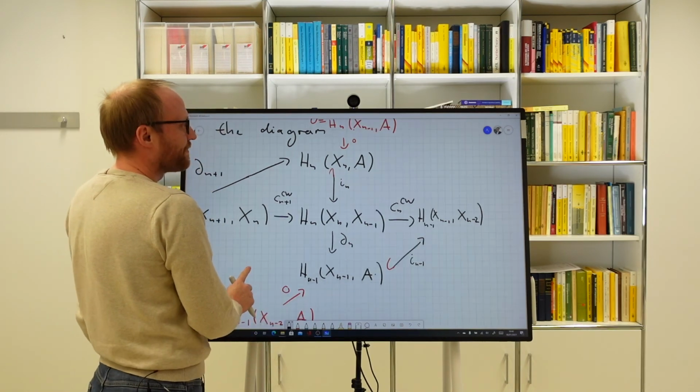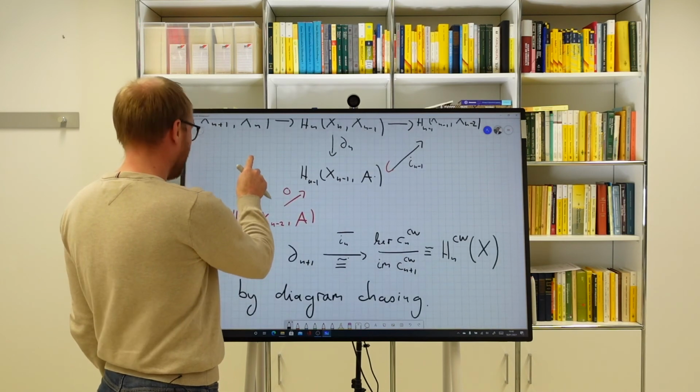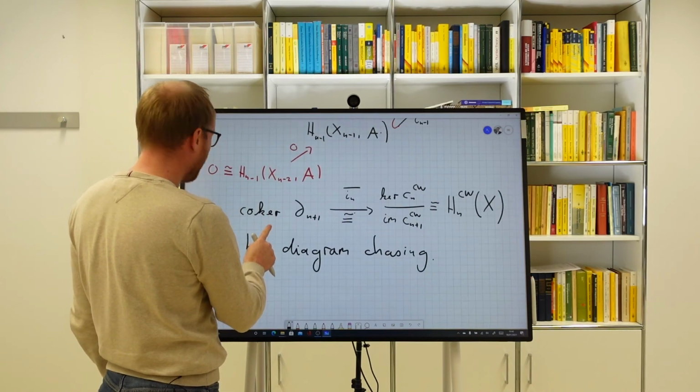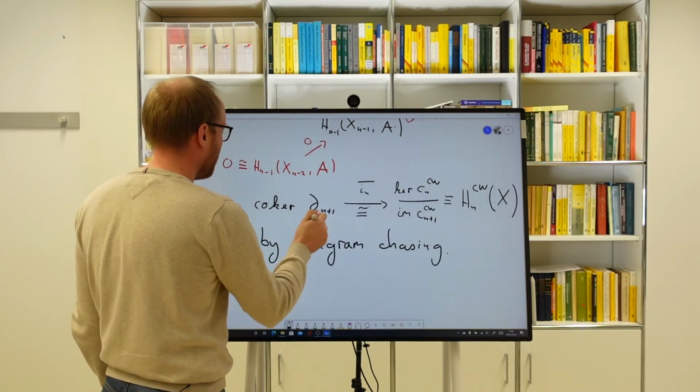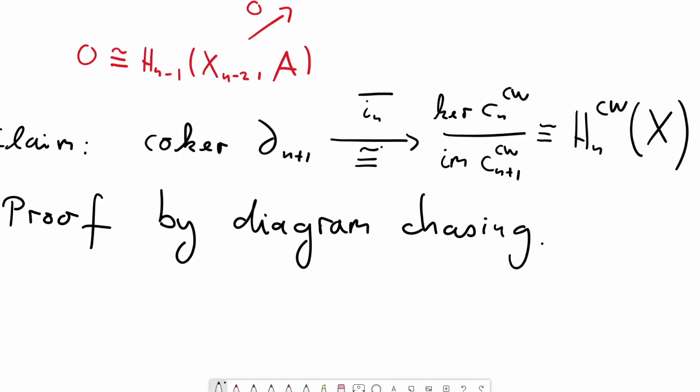Okay. That was the diagram chase proving our claim that the co-kernel of Dn plus 1 is actually isomorphic to this quotient here, and this quotient we already commented is just the cellular homology we want to talk about. So of course, finally, what's missing is that the co-kernel of Dn plus 1 now hopefully computes the original homology.